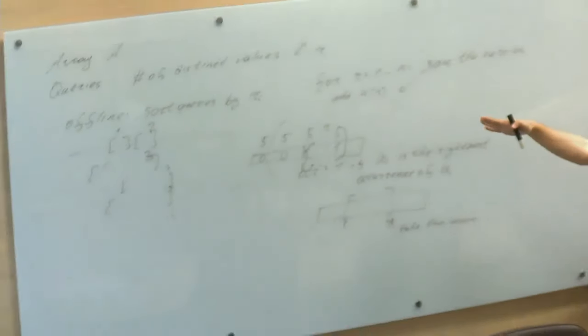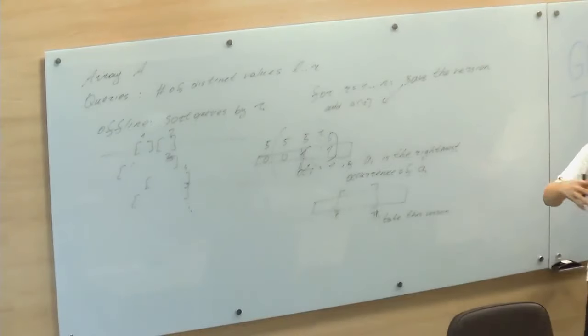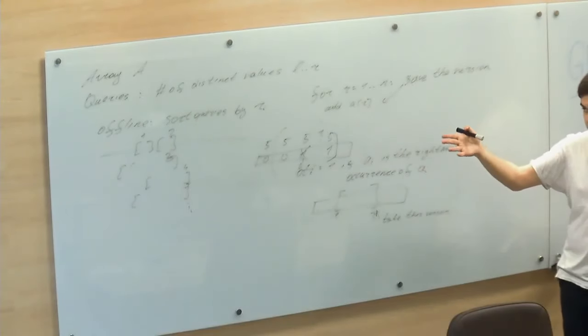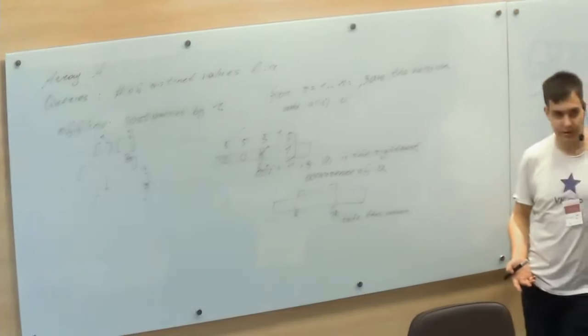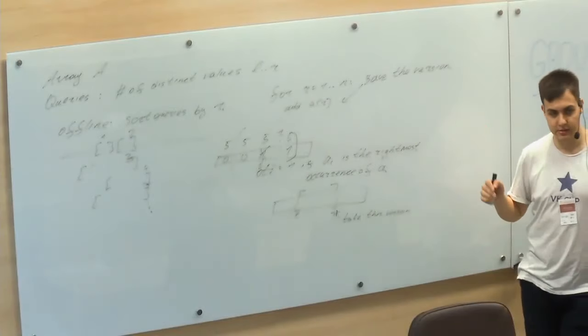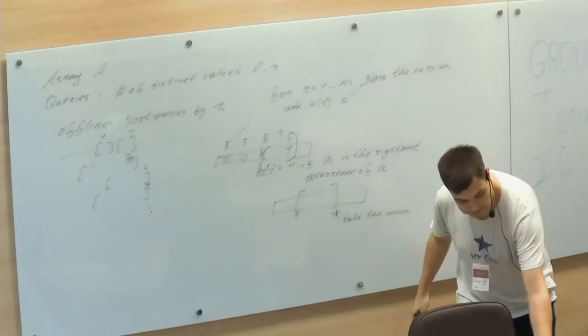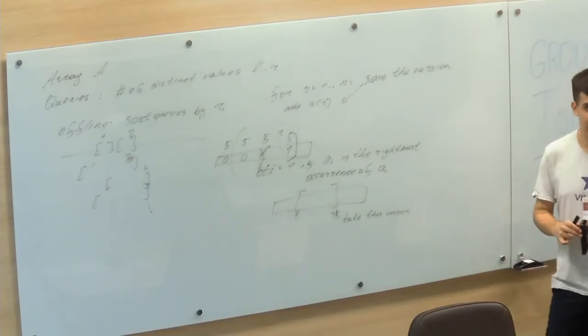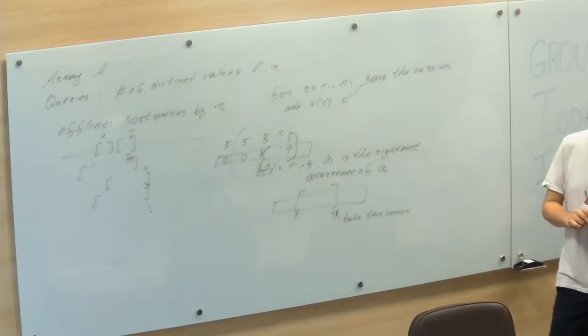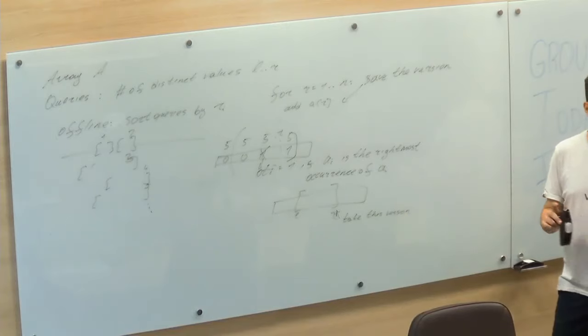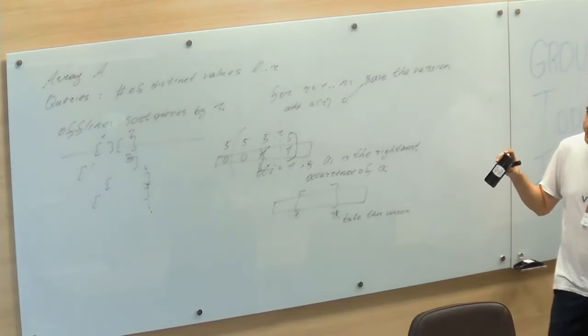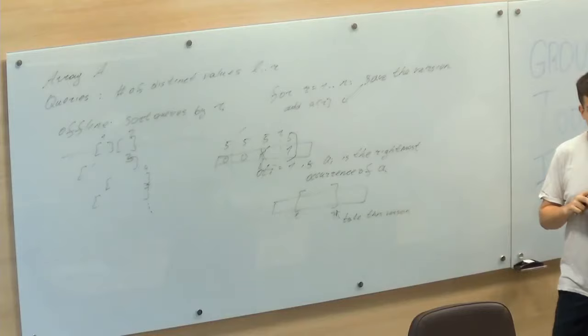Yes? How do you manage updates? You don't have updates to the array. The array is constant, and you only need to answer queries. What is the number of different values? Managing updates is hard. I don't know of a polylog solution to that. Maybe there is a square root decomposition that can solve updates, but I'm not sure.